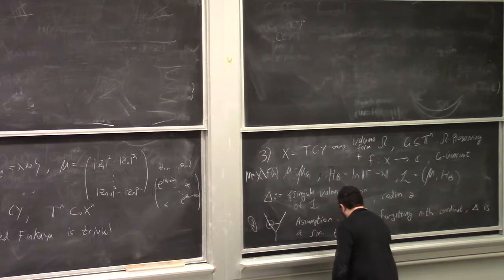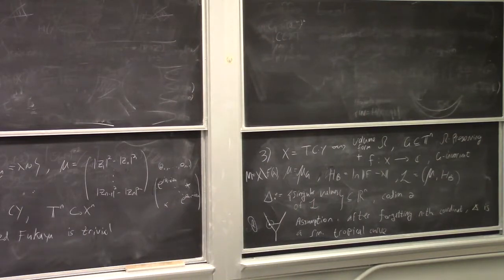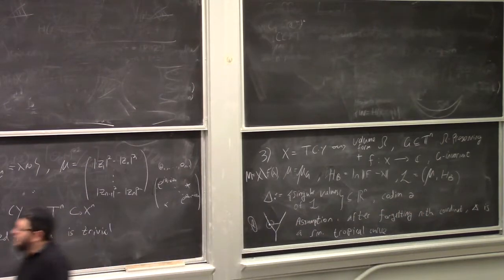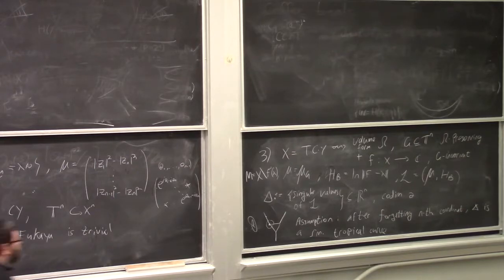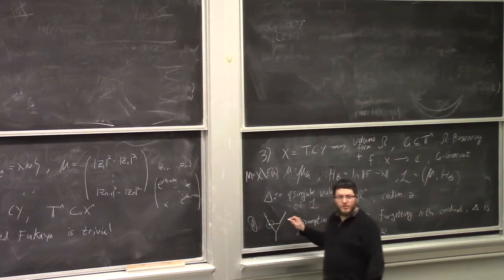Okay, so this is our setup. This setup has been studied extensively, and most relevant to what I want to talk about is the SYZ discussion. I'm sorry, the interior of the triangle is part of delta? No, delta is just these points, the codimension two.